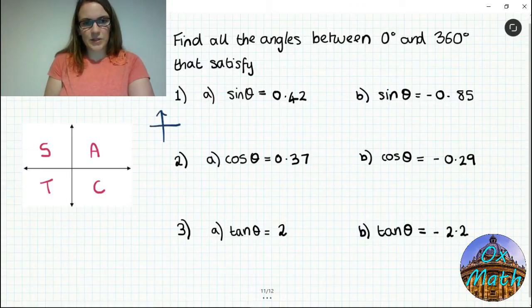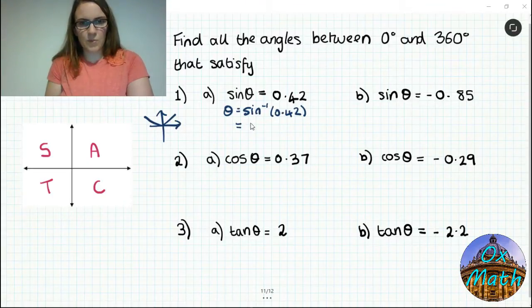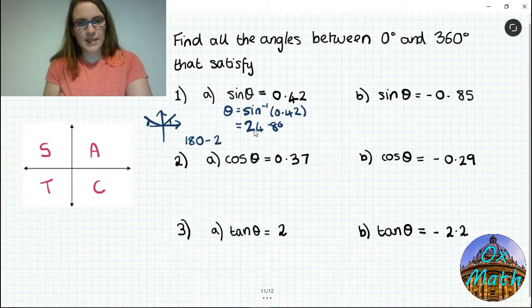So for the first question, our sine is positive, so our angles are going to be in the first and second quadrant. For our first angle, we are going to type it in our calculator as sine minus 1 of 0.40, and that will give us our answer, which is 24.8. So on our diagram, this angle here is 24.8, so that angle there is 24.8. So our second angle is 180 minus 24.8, which is 155.2 degrees.